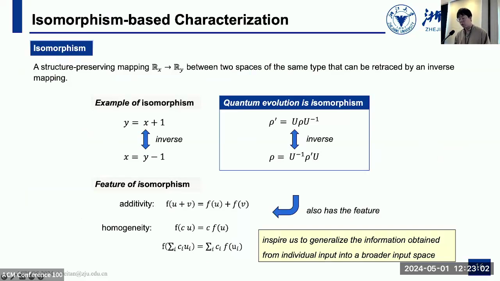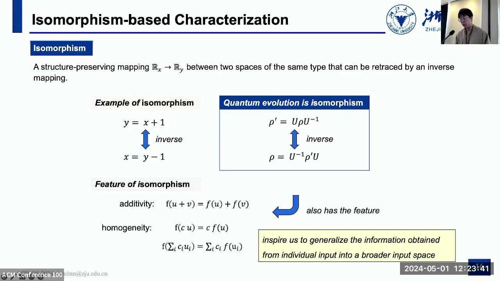The characterization of MorphQPV is based on the isomorphism property of quantum evolution. Isomorphism refers to a structure-preserving mapping between two spaces, and this mapping can be inverted. For example, in a classical program, the function y equals x plus 1 is an isomorphism, as it has an inverse, x equals y minus 1. And an isomorphism has the properties of additivity and homogeneity. Specifically, the linear combination of the function inputs equals the linear combination of their outputs with the same parameters.